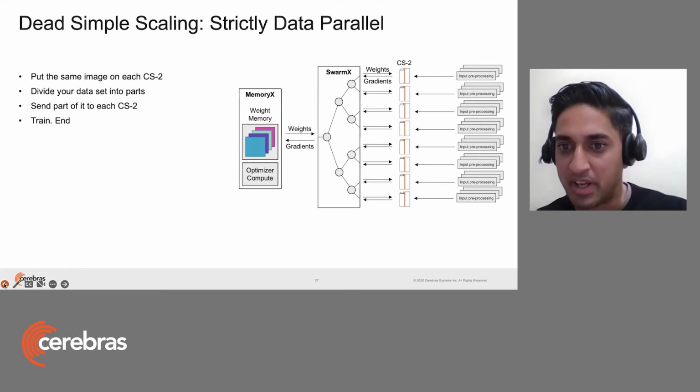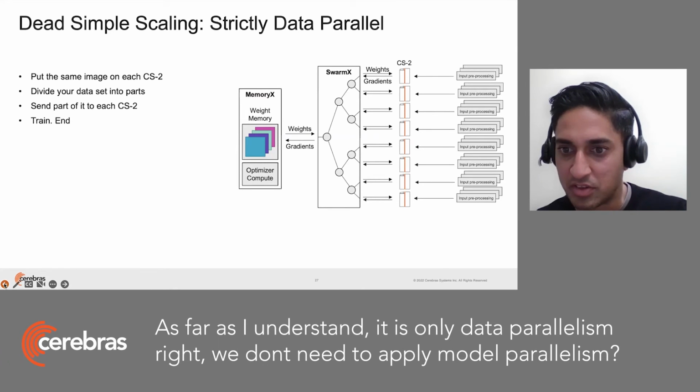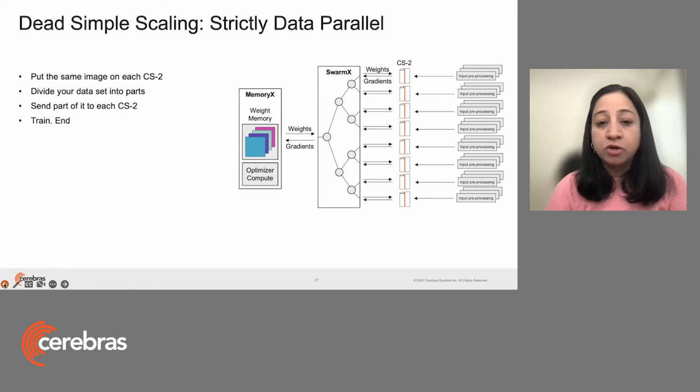And it looks like MN has a comment. As far as I understand it, it's only data parallelism, right? We don't need to apply model parallelism. Yes, you do not. Other than initializing your trained weights, you do not have to worry about any model parallelism. So it's strictly data parallel. You split up your data and spread it across different CS2s and start your training. And everything else, like how the trained weights go to MemoryX, come back from MemoryX, and get updated, is all handled internally in the Appliance software.